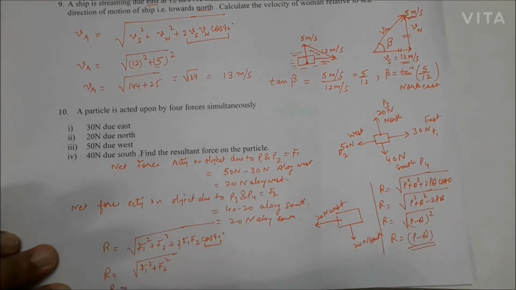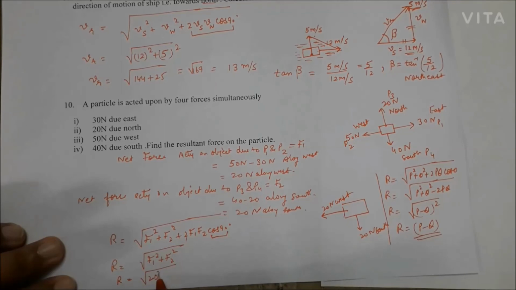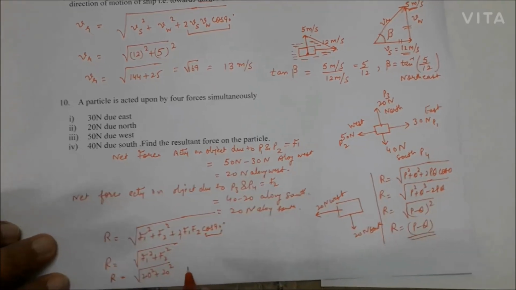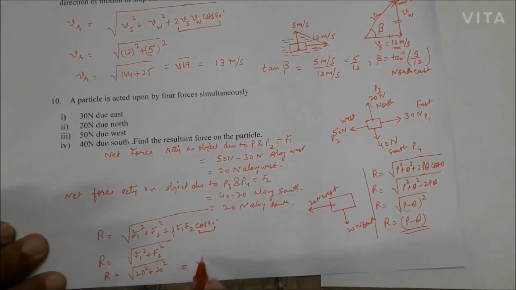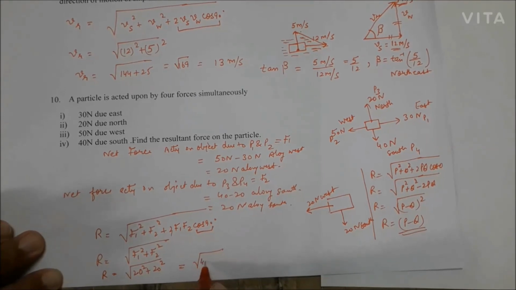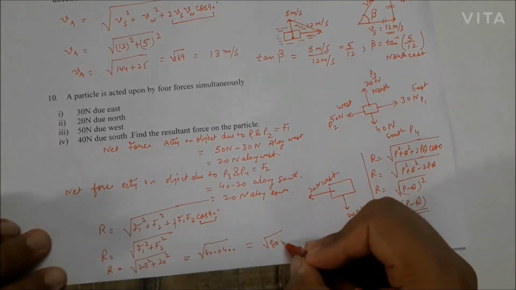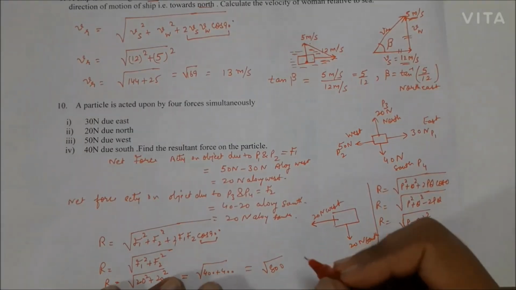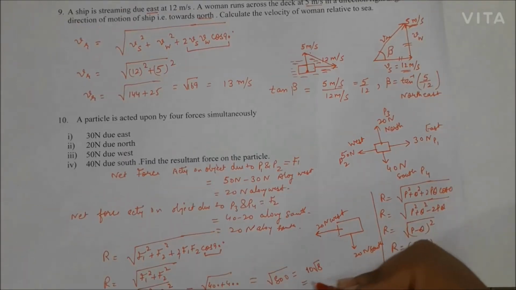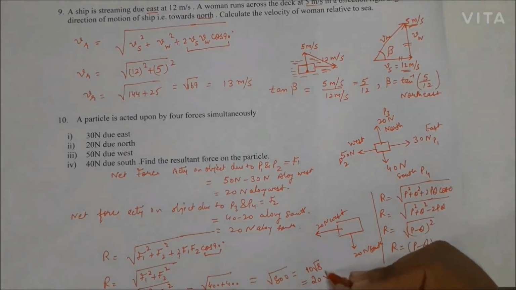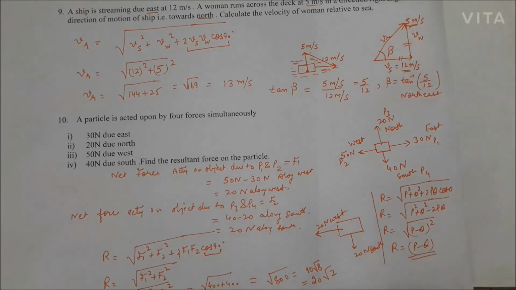Now the value of F1 is 20. 20 square plus 20 square. So it comes out to be 20 20s are 400. 400 plus 400. It comes out to be square root of 800. It comes out to be 10 root 8, or you can say 20 root 2. This is the magnitude of the resultant force acting on the particle.